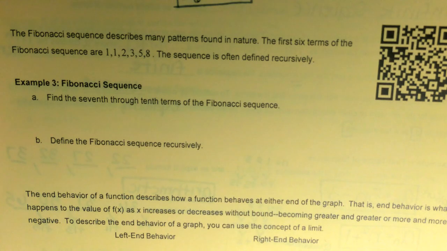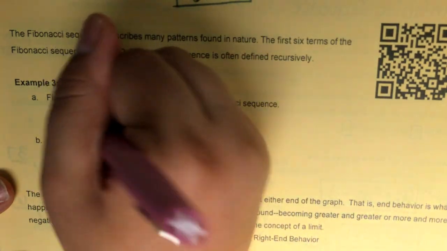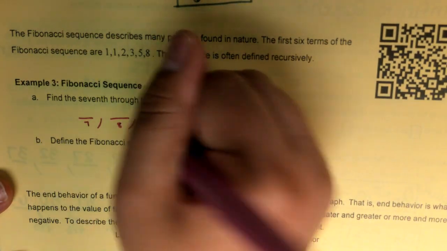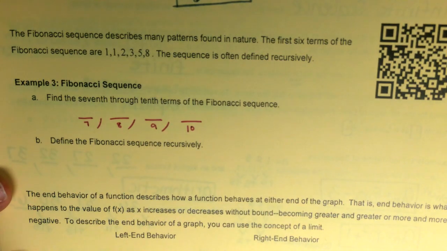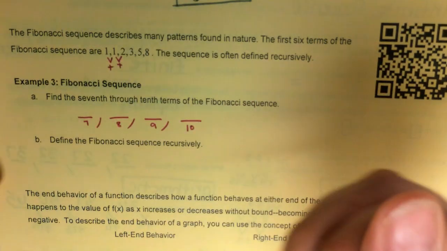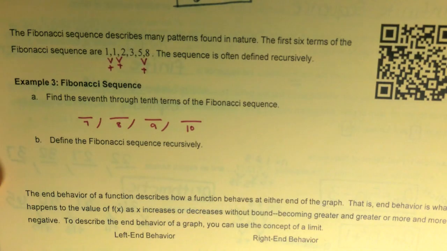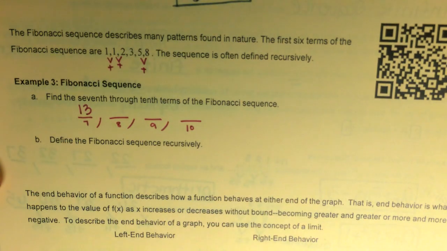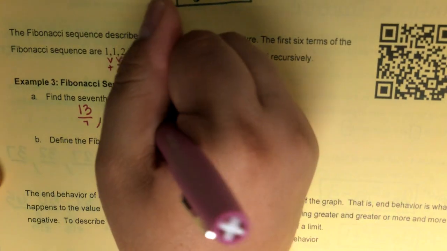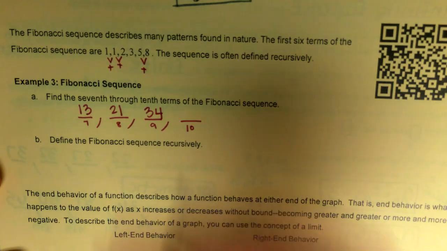So how is the Fibonacci sequence made, or how do we continue it to find the 7th through 10th term? So we have the first 6 terms. I want the 7th, 8th, 9th, and 10th term. How are we going to figure this out? Adding the previous 2. 1 plus 1 is 2. 1 plus 2 is 3, and so forth. So what is 5 plus 8? 13. What is 8 plus 13? 13 plus 21? And 21 plus 34.